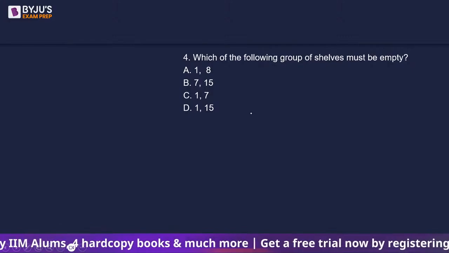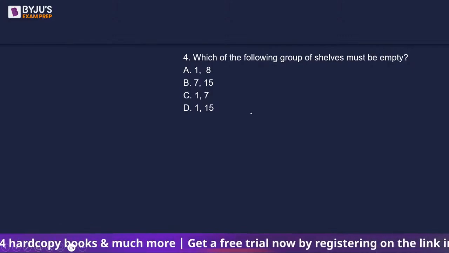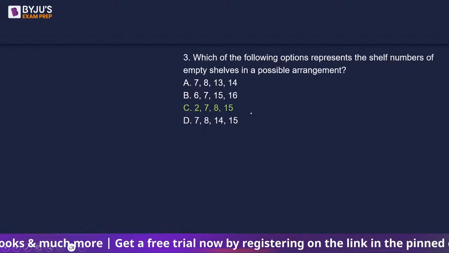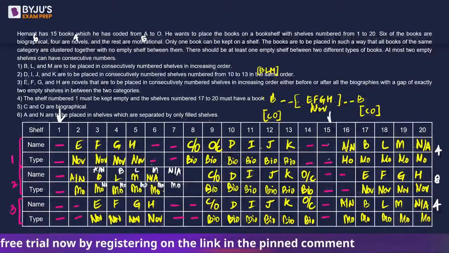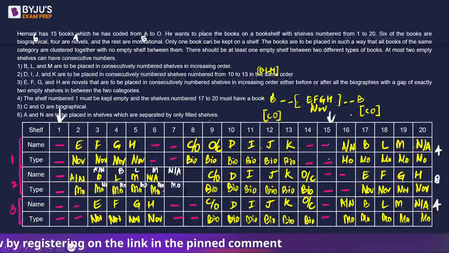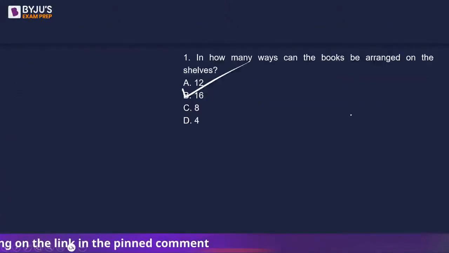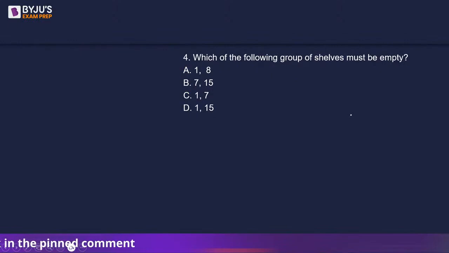Which of the following group of shelves must be empty? 1 and 8, 7, 15, 1, 7, 1, 15. Okay, let's see. 1 is always empty and 15 is always empty. What about the other shelves? They may or they may not be empty. So 1 and 15 होना चाहिए. D.